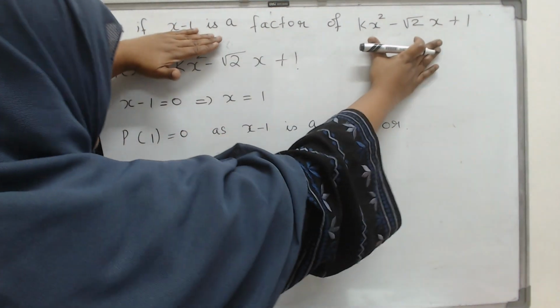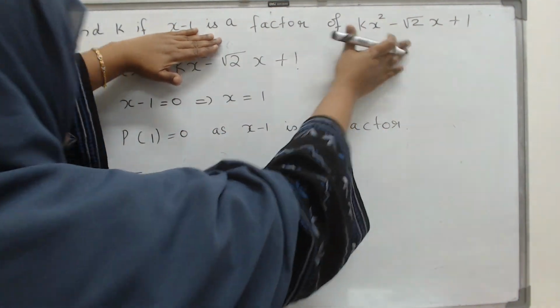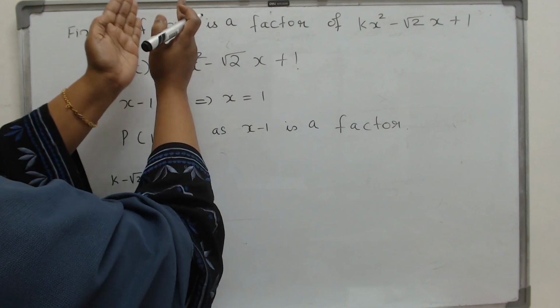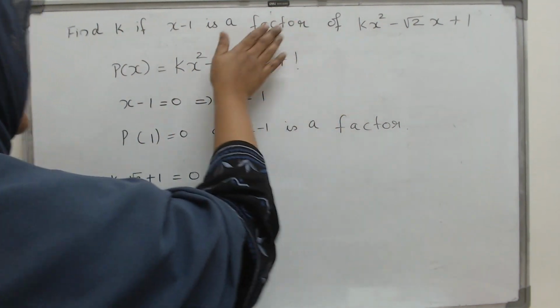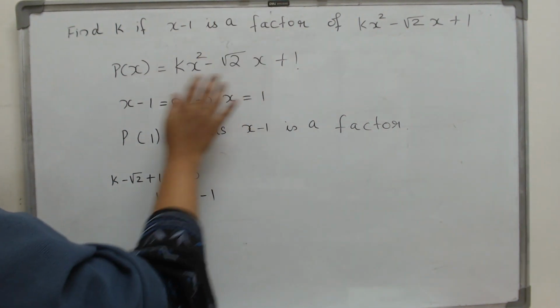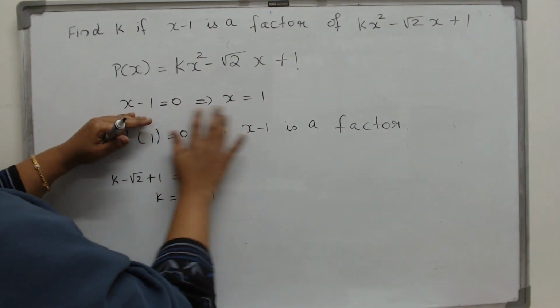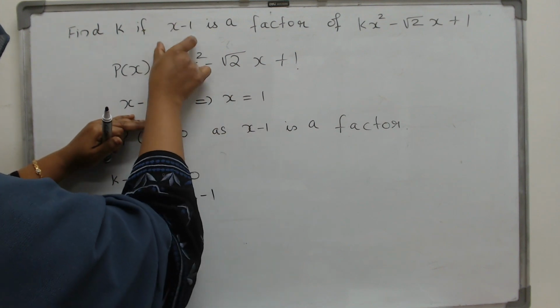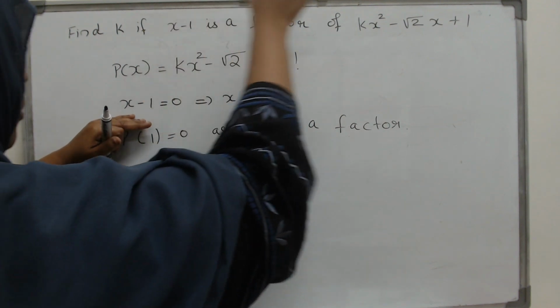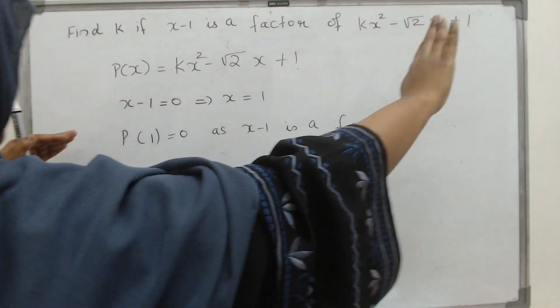You have a bigger polynomial of degree 2 and you have a small linear factor. You have to find the value of k. It is given that it is a factor. Then take the factor and find its zero. 1 is the zero of this small factor. That means it is also a factor of this bigger polynomial.